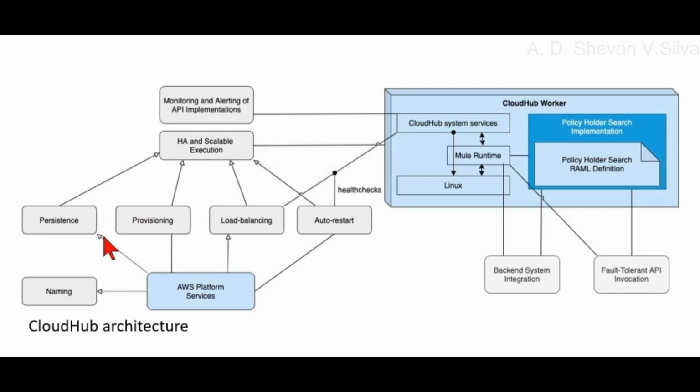DNS entries for CloudHub workers and the CloudHub load balancer. Each Mule application is assigned a DNS name maintained by the AWS root.